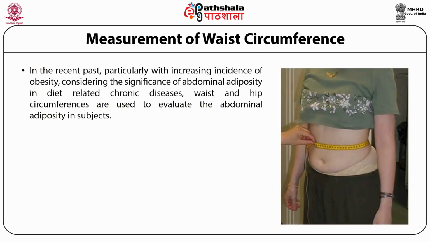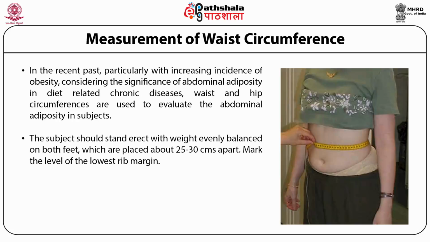In the recent past, particularly with the increasing incidence of obesity, considering the significance of abdominal obesity in diet-related chronic diseases, waist and hip circumferences are used to evaluate abdominal adiposity in subjects. The subject should stand erect with weight evenly balanced on both feet, which are placed about 25 to 30 centimeters apart. This is very important because the subject should not be putting all the weight on one foot.